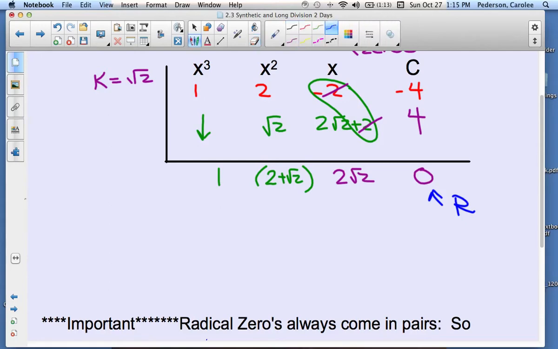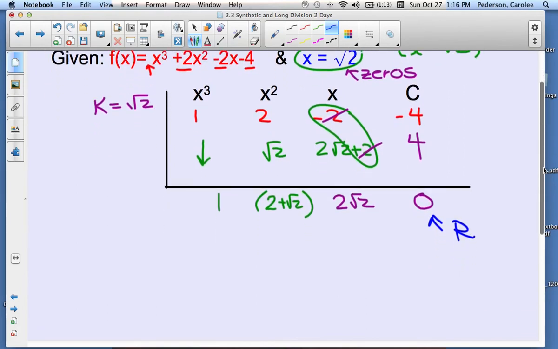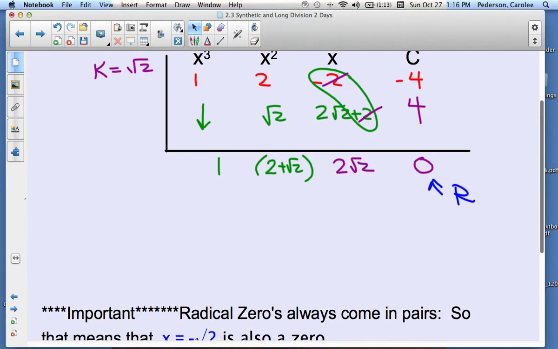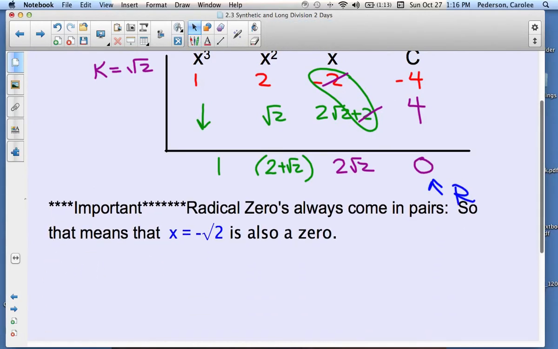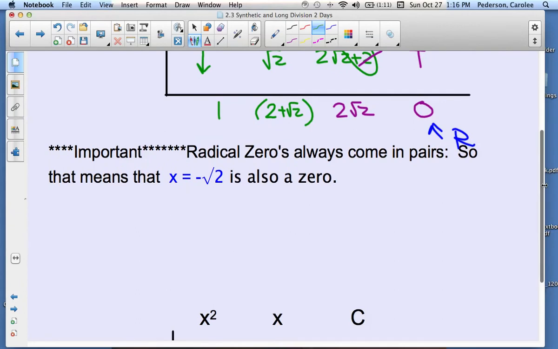And we've shown that this is a remainder of 0, so it is factorable. This is a 0 of the function. We took out an x minus the square root of 2. Here's a piece that we haven't talked about yet. Radical zeros always occur in pairs. So if we had a factor of x minus the square root of 2 in the green here, then we have to have, think of it as a conjugate, a negative square root of 2. This is also a 0. So this is a factor of x plus the square root of 2.